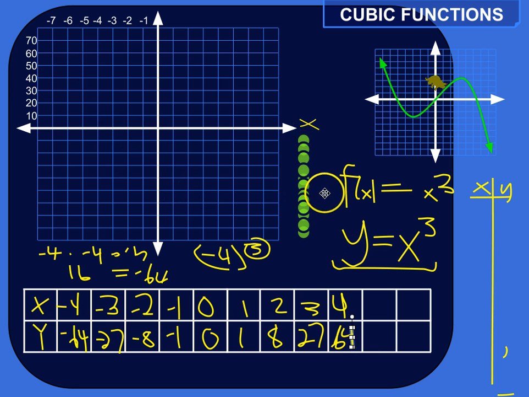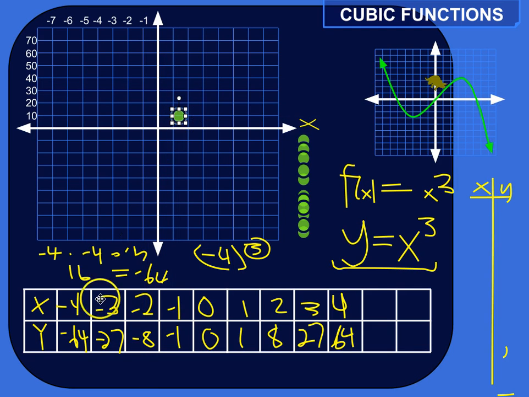Okay, that should be enough points. Let's plot those and see what happens. When x is -4, y, or f of x, is -64. I gave us a different scale here so we could fit these all on the coordinate plane. On the x-axis, the lines represent 1: 1, 2, 3, 4, or -1, -2, -3, -4. But on the y-axis, the lines represent jumps of 10, so that we're able to fit these on here: 10, 20, 30, 40. So that's what that's about.